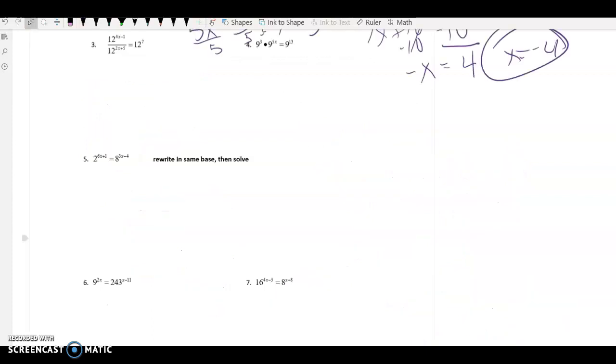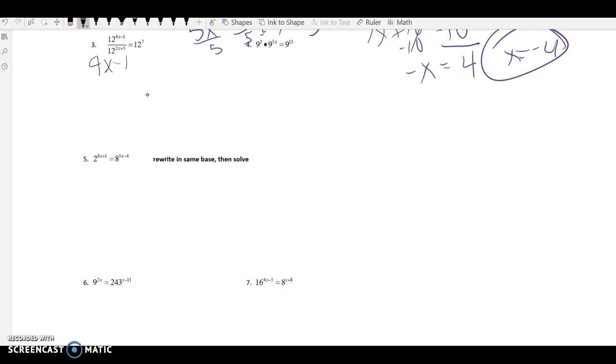All right. So for number 3, looking at number 3, they have the same base. They have 12 as their base. My next thing I need to be thinking about is, what rule is being applied? And I'm dividing, so that means technically I'm subtracting. So let's go ahead and do it.